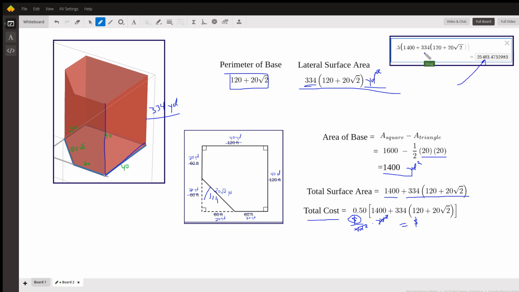Now you could do intermediate calculations, distribute the 334, add the 1400 to that first term. But this just shows it all without doing intermediate calculations.